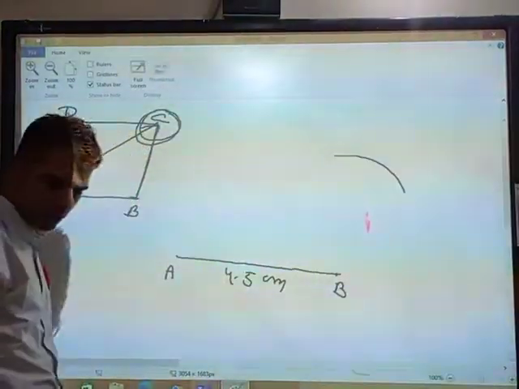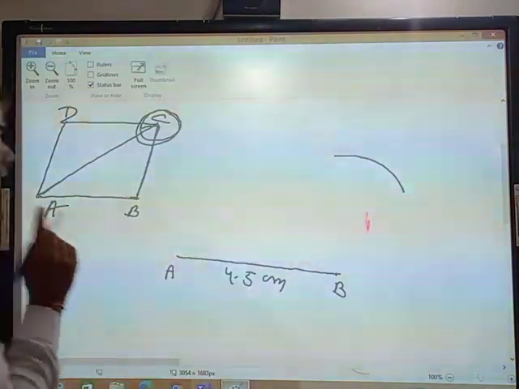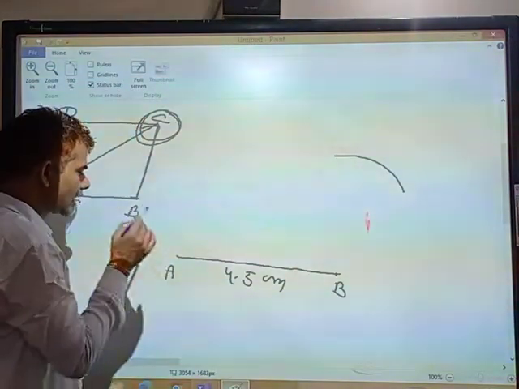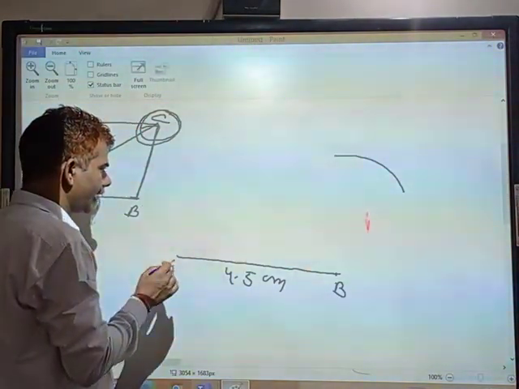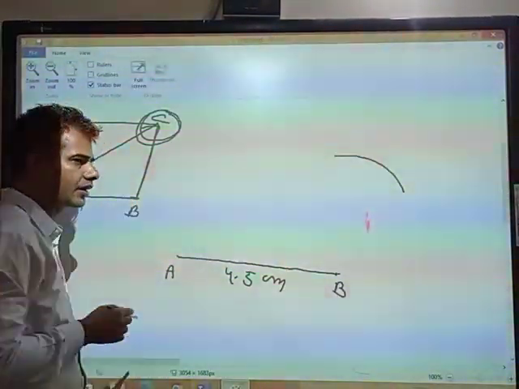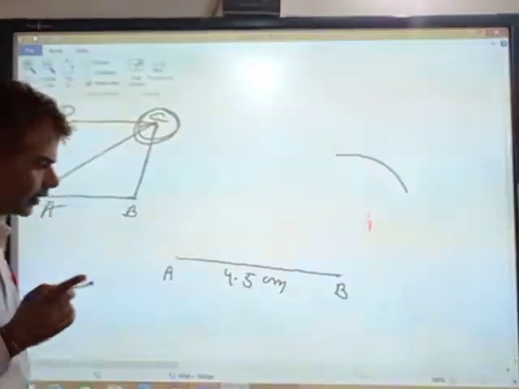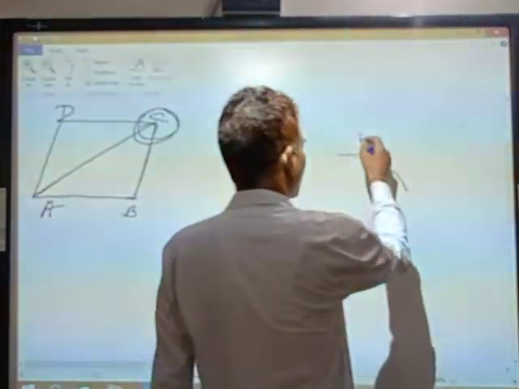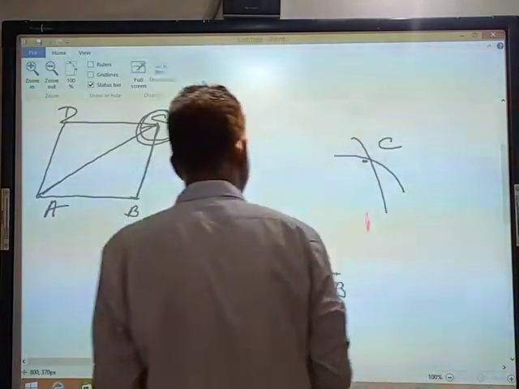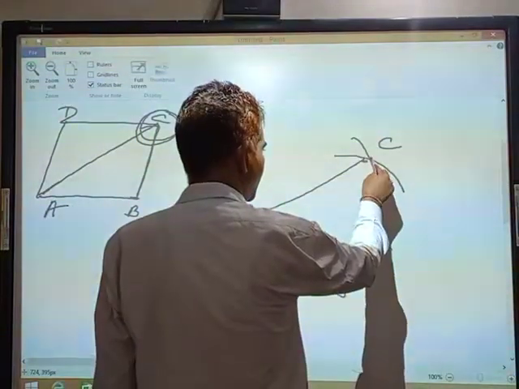Now open the compass of radius 7 centimeter. Put the tip of pencil on point A and draw the arc of radius 7 centimeter which intersects the previous arc at point C. That is your C point. Join AC and AB.